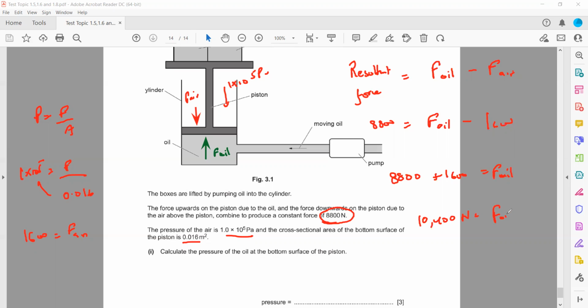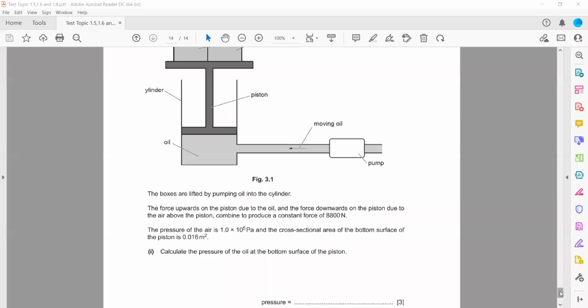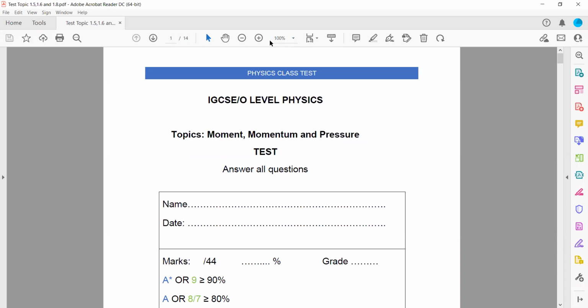10,400 Newton is the force of the oil, but we need the pressure. So pressure is force divided by area. Force is 10,400 divided by area 0.016. So the pressure exerted by the oil is 650,000 Pascal. So this is how we work out the pressure exerted by the oil, because the air is exerting a downward force and oil is exerting upward, so resultant force equals force of oil minus force of air. So this was the last question related to test moment, momentum and pressure.